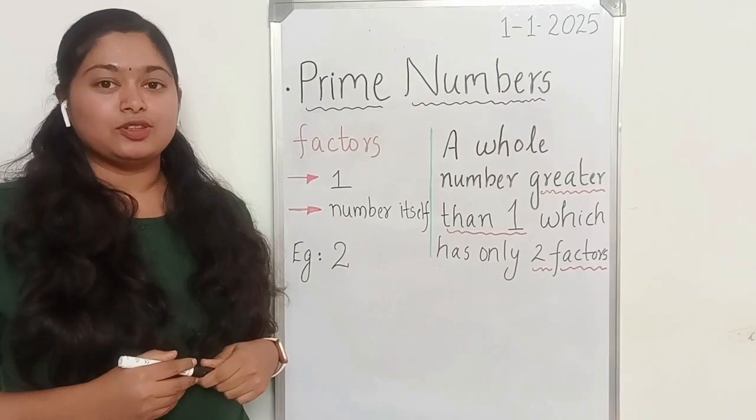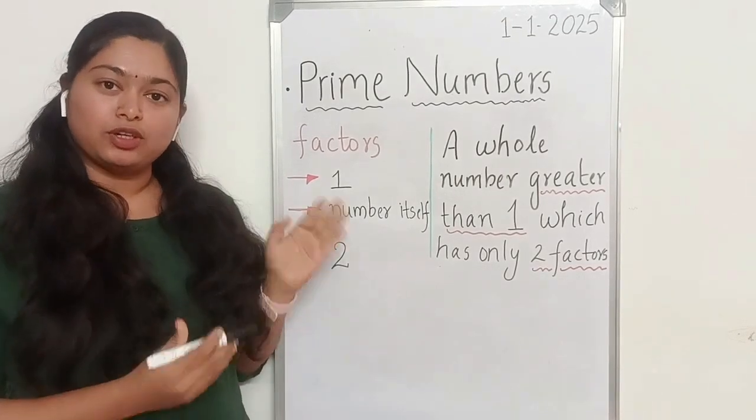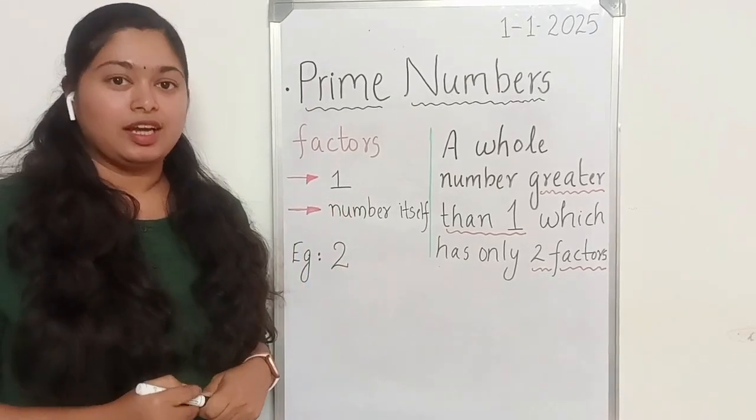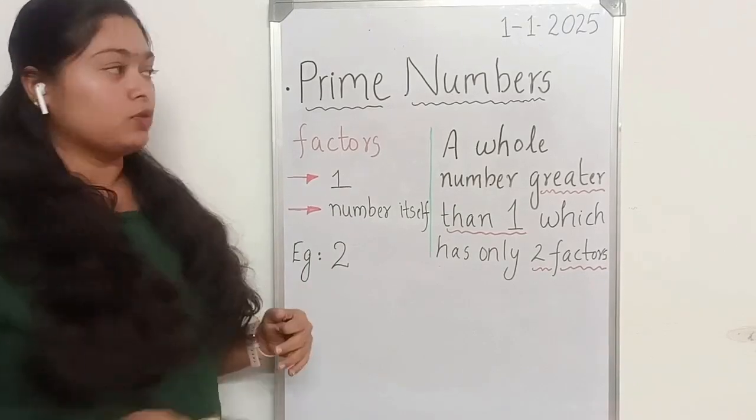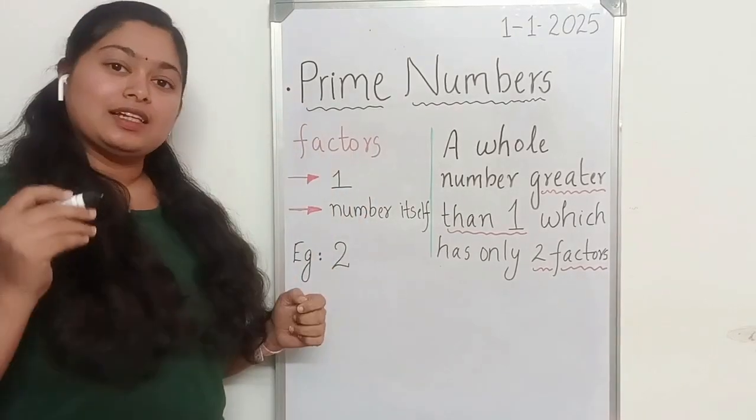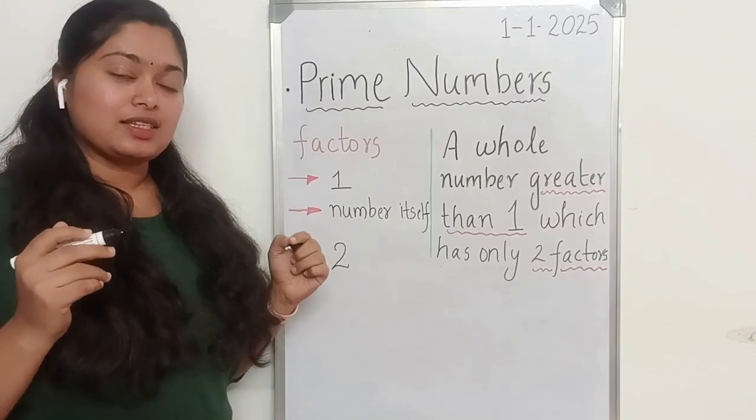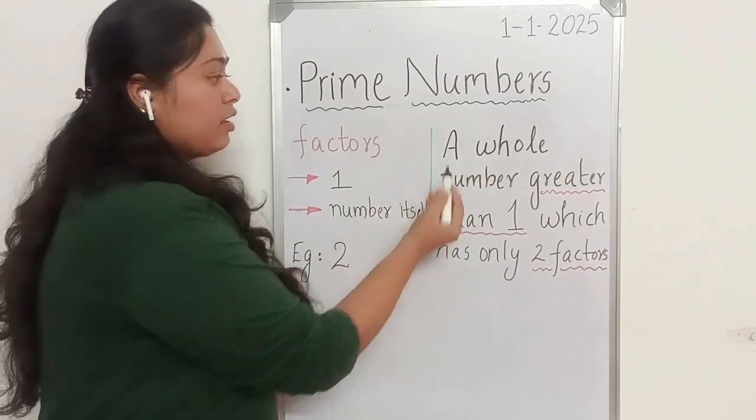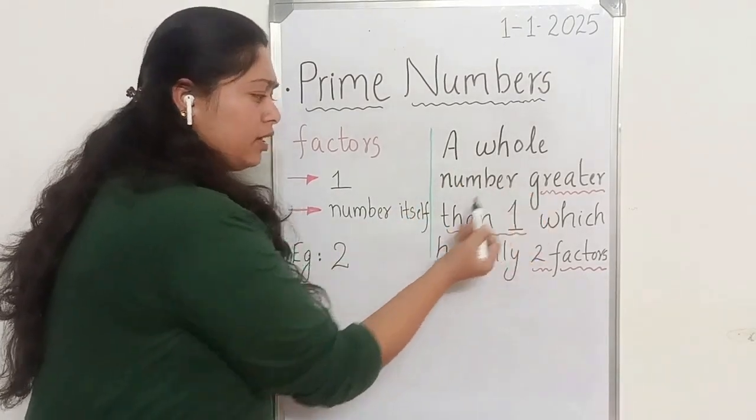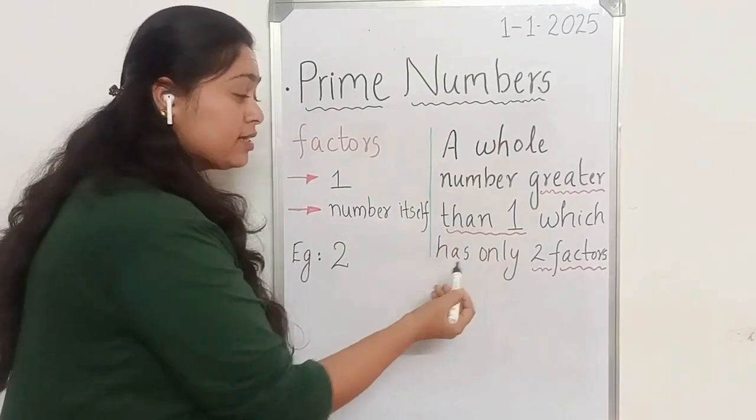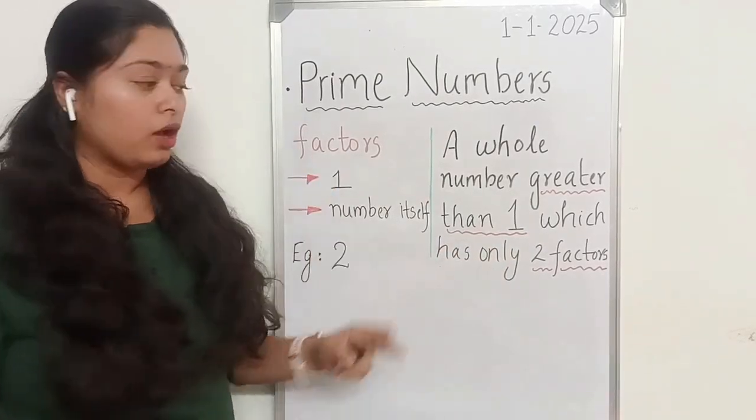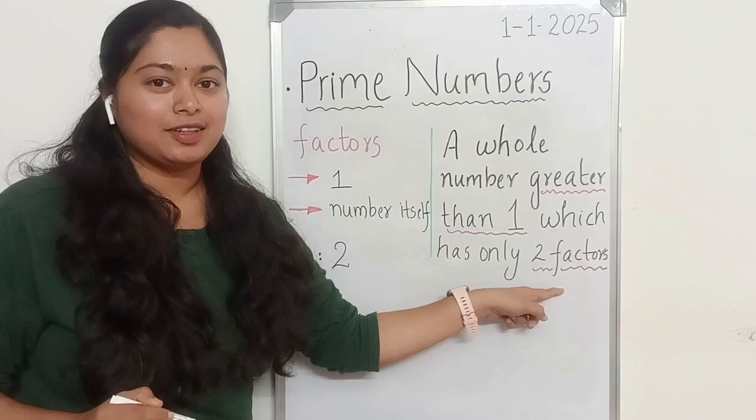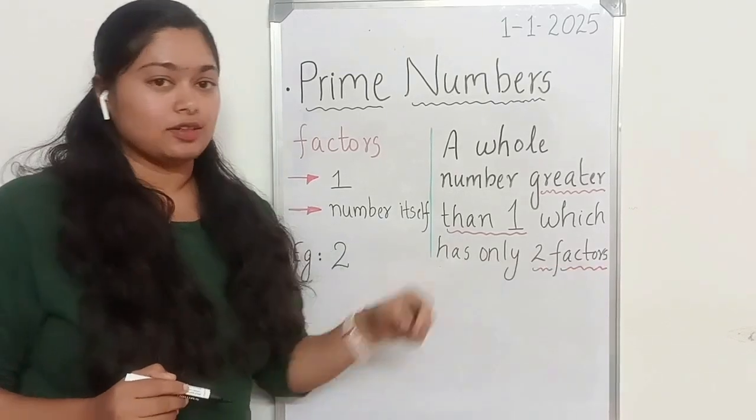Okay? So today, let's get into a new topic that is prime numbers and composite numbers. So first I'm going to introduce prime numbers to you. As usual, let's see the definition first. Prime numbers means a whole number greater than 1 which has only two factors. If you see, I have underlined the word two factors.